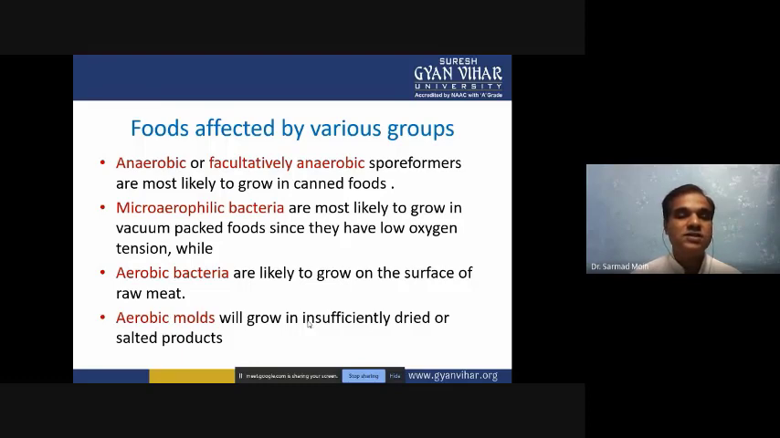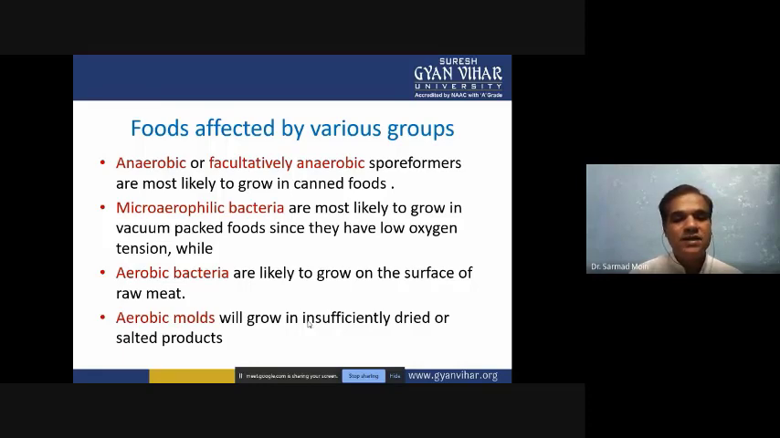They are spore formers and most likely to grow in canned food, because canned food is totally packed. In packed food material, oxygen will not penetrate, so they don't require oxygen. That's why they like to grow inside canned food or inside a closed environment. Microaerophilic bacteria are likely to grow in vacuum packed food since they have low oxygen demand.